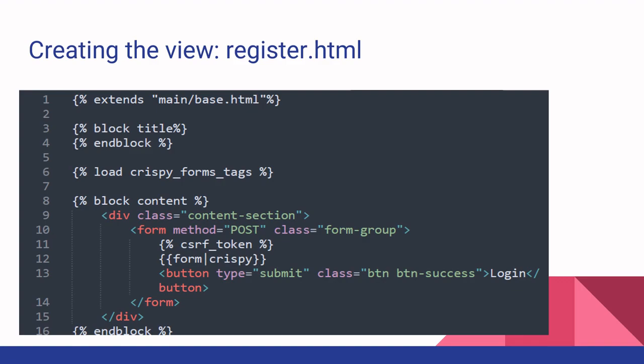An HTML form is used to collect user inputs. A CSRF token is a security token generated to avoid malicious attacks. Form crispy is a filter of Django Crispy Forms that helps style Django forms with the help of template packs. A button text is used to create a clickable button. The slash represents the closing tag of an HTML element, in which cases are form and div.